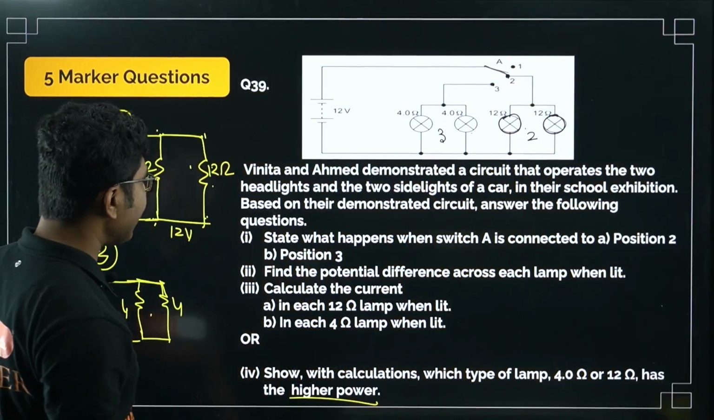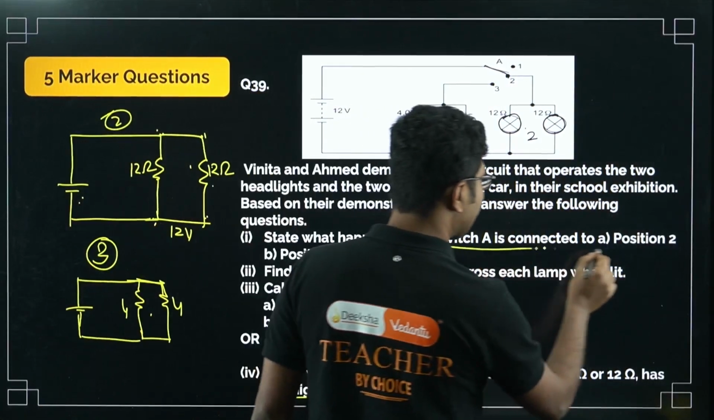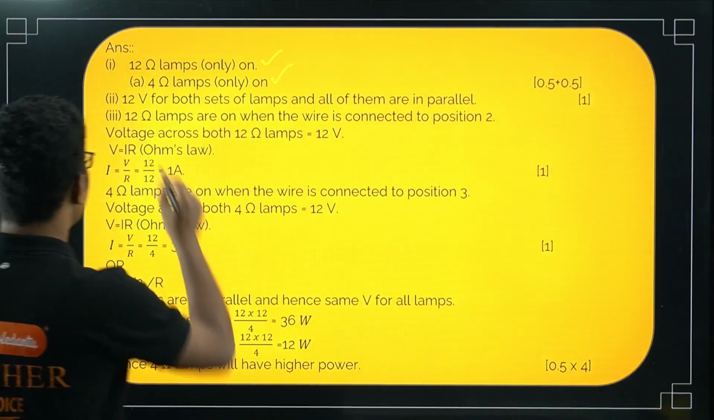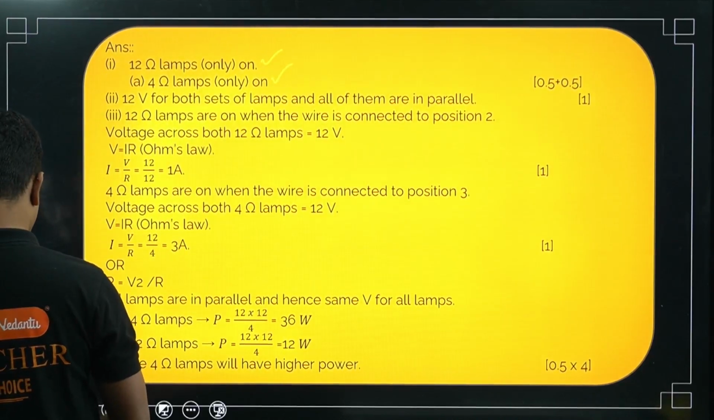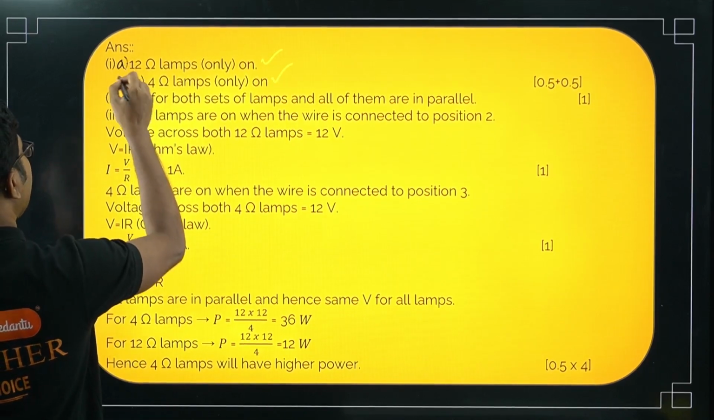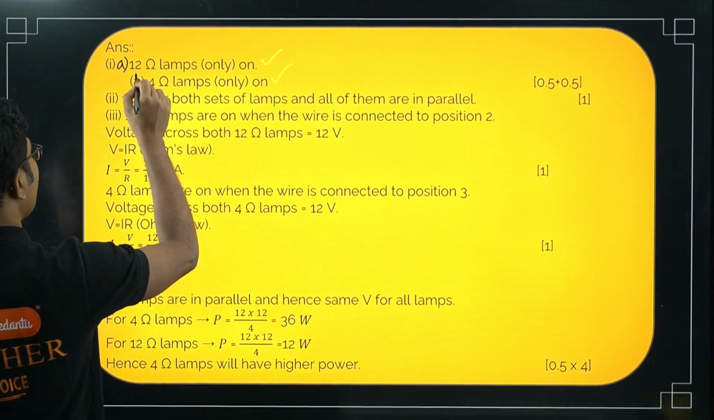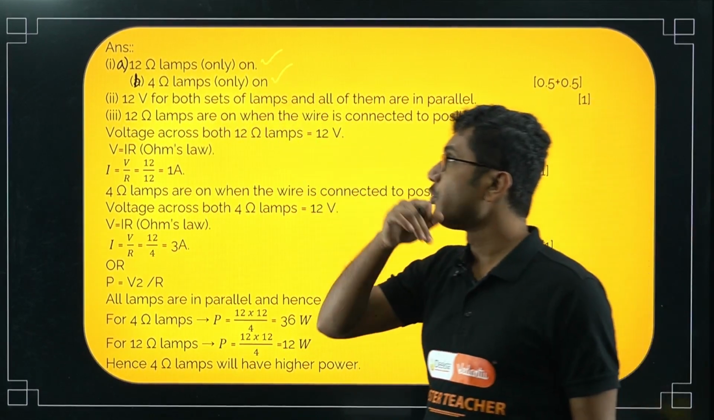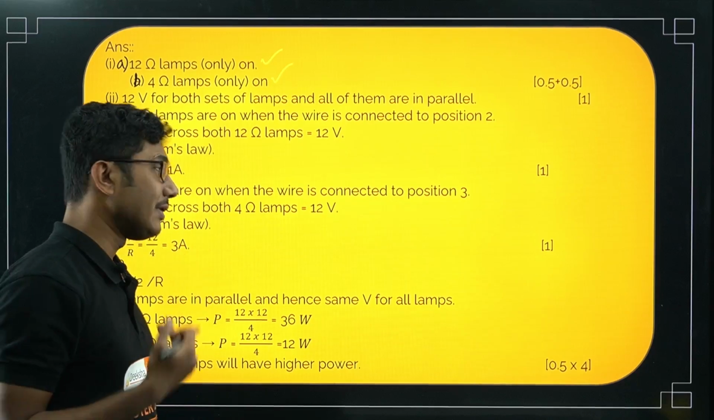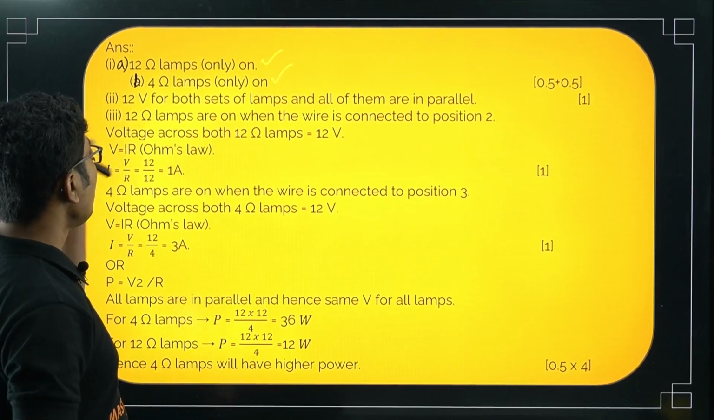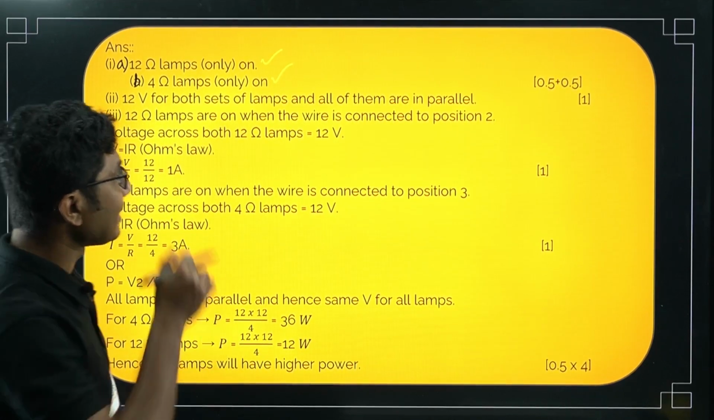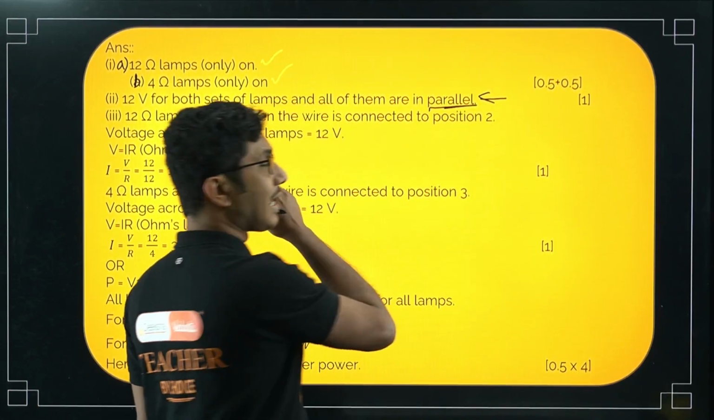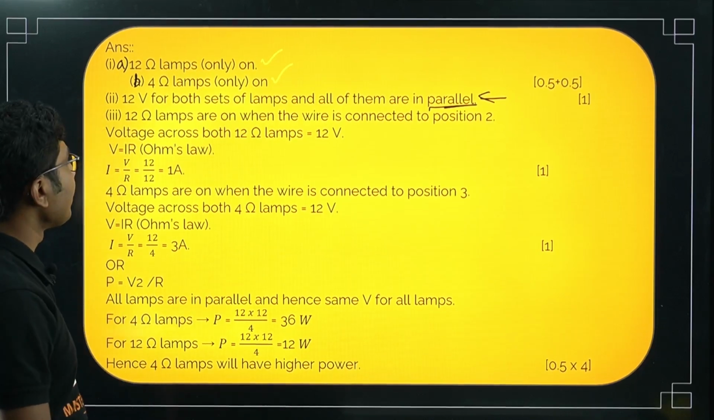You have to mention when it is happening, when the switch is connected to position A and position 3. There is a slight mistake here. This will be part A, this will be part B. So for part A only 12 ohm lamps are lit, and in part B only 4 ohm lamps are on. Very, very important to mention: 12 volts for both sets of lamps and all of them are in parallel. Without this line you will not get any marks. Okay. Now question number 3.